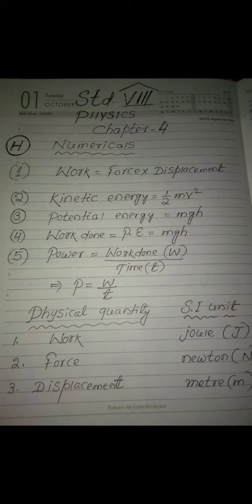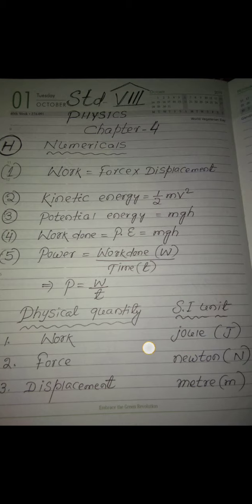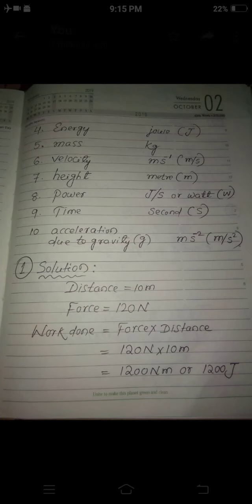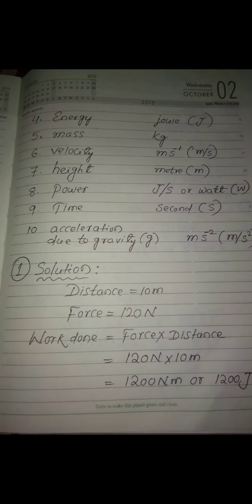Now I shall tell you their units, some physical quantities and their SI units. Suppose work done, the SI unit is joule. Then force, the SI unit is Newton. Displacement, the SI unit is meter. Everybody remember this. Then energy, the SI unit is also joule. Remember, work and energy both have the same unit.